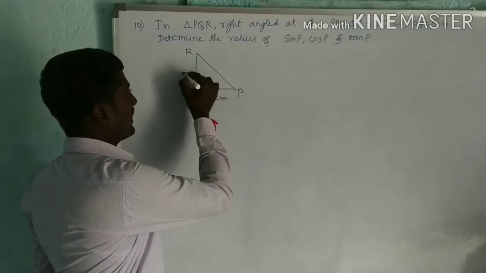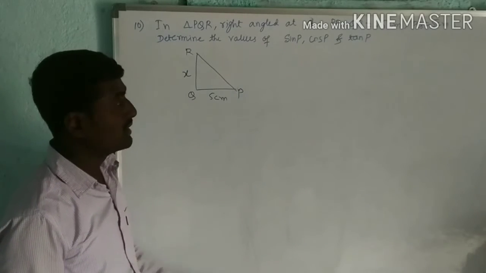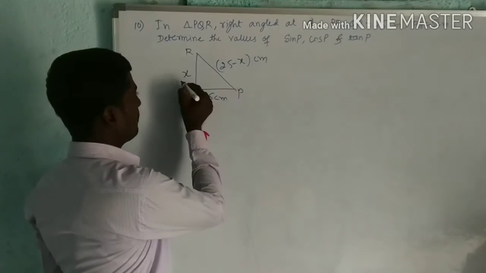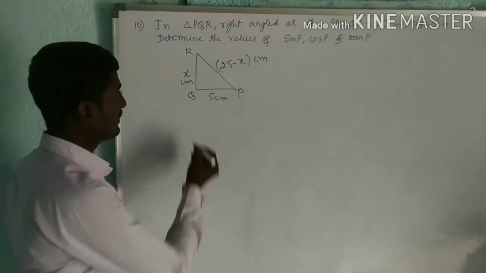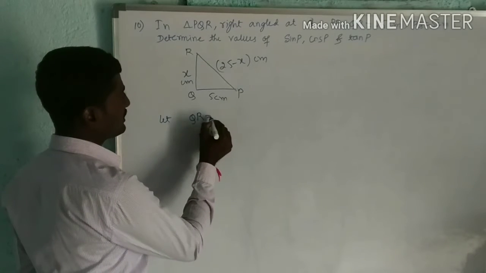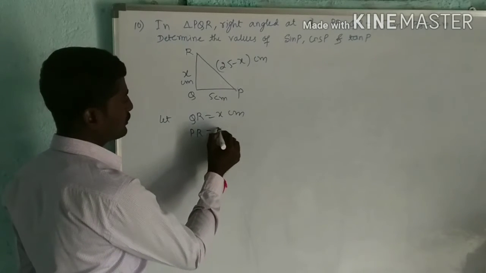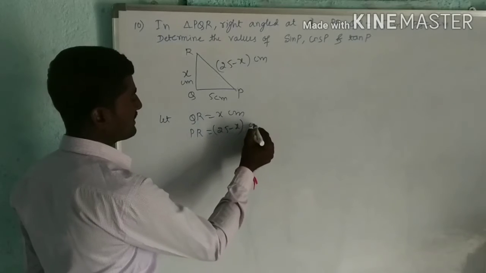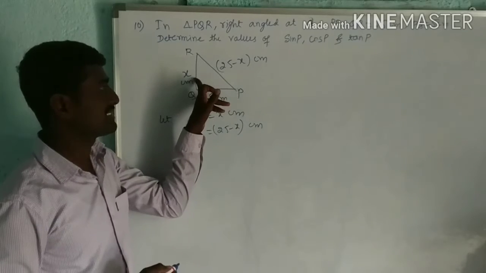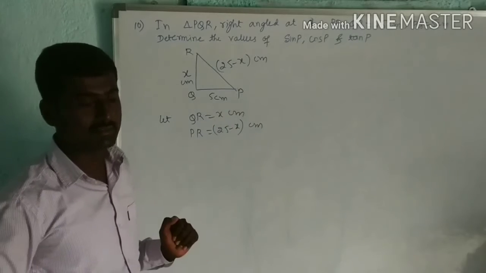Now here I will take QR as X centimeter. And this will be what? 25 minus X centimeter. Because sum of these two is 25 they given. So PQR I will take. Let QR is equal to X centimeter. Then PR is equal to 25 minus X centimeter. Because sum of these two is 25. So 25 minus this side will give us the PR, hypotenuse. Now I have to find X here.